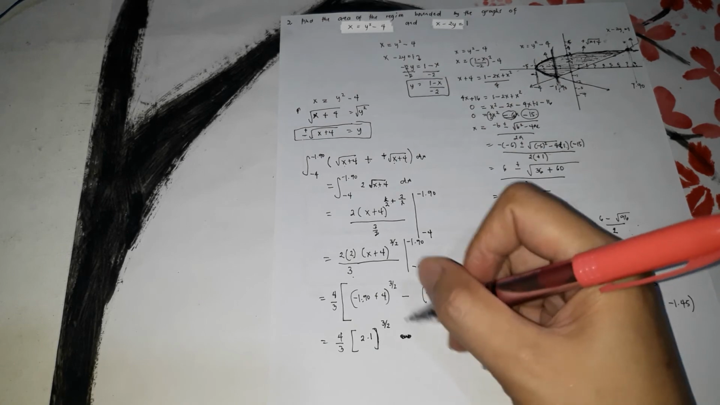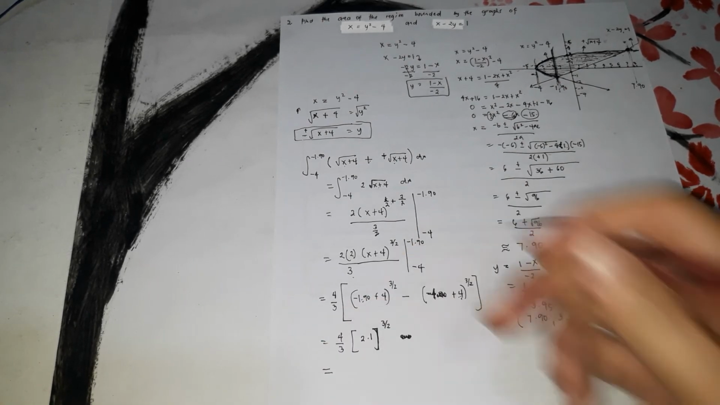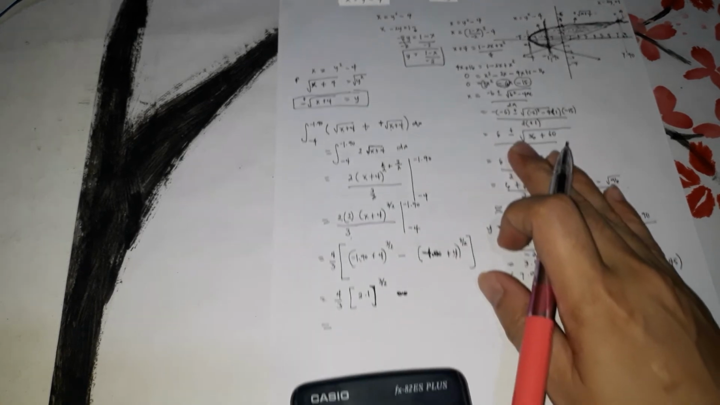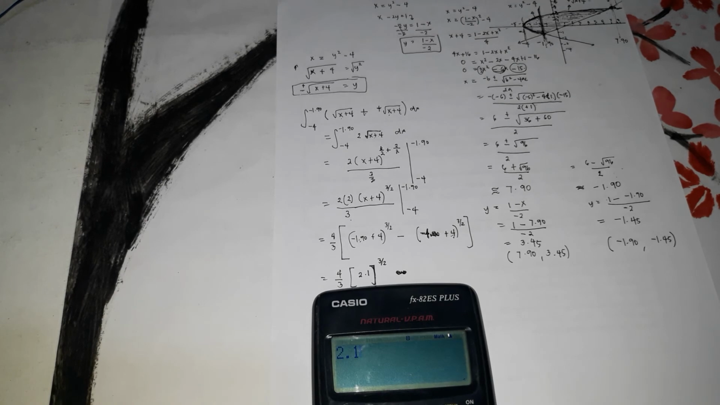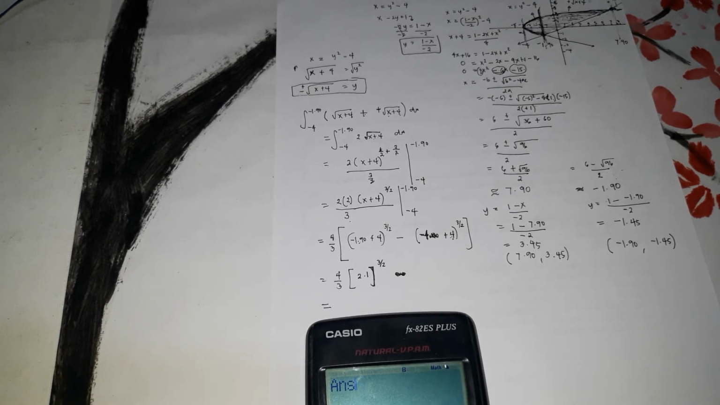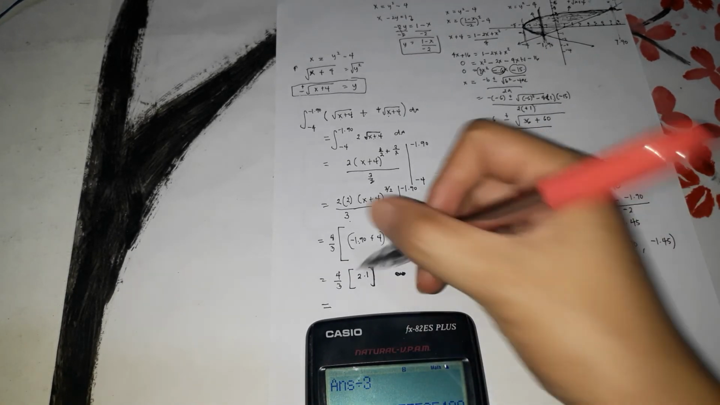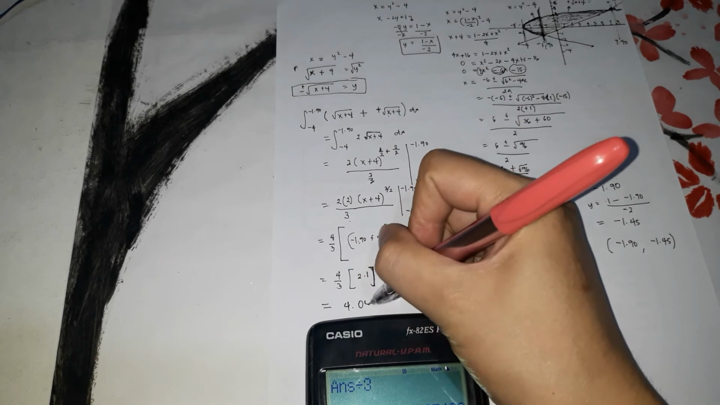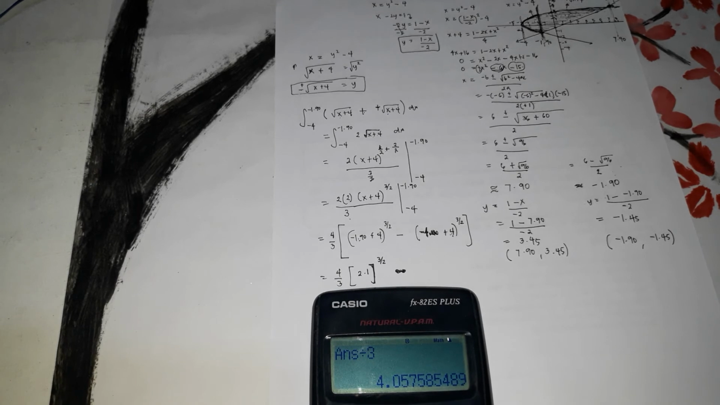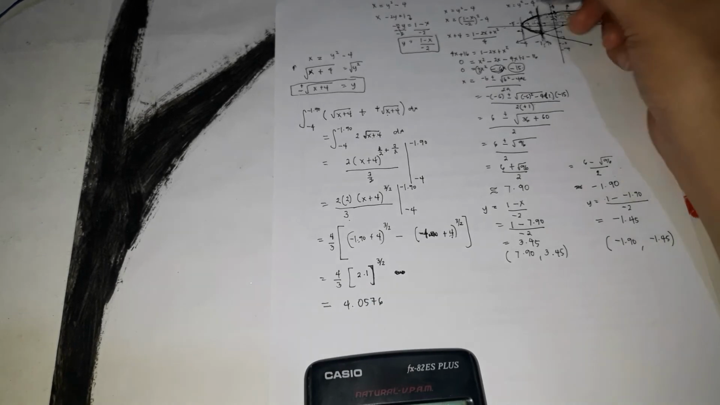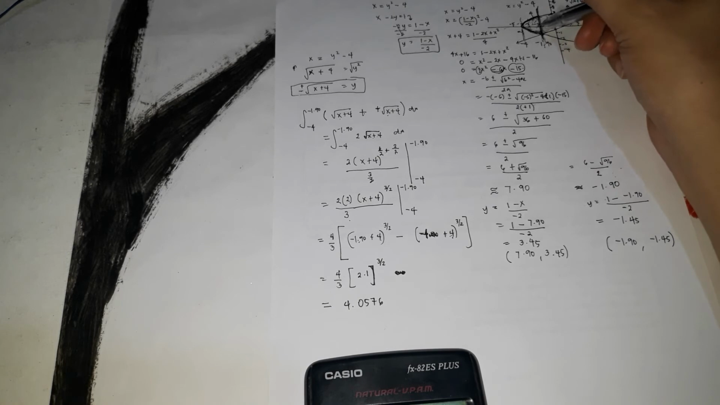So, pwede mo na yung erase. So, ganito na lang natira. So, we can have the estimate. So, 2.1 raised to the power of 3 over 2 times 4 divided by 3. So the area is 4.0576. So that's for the first region. So this is the area of this one, 4.06.